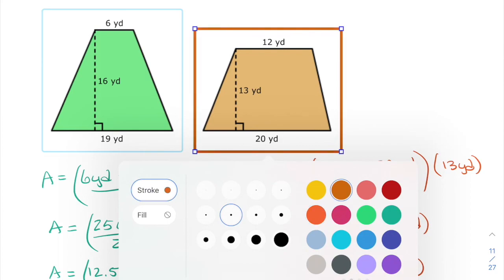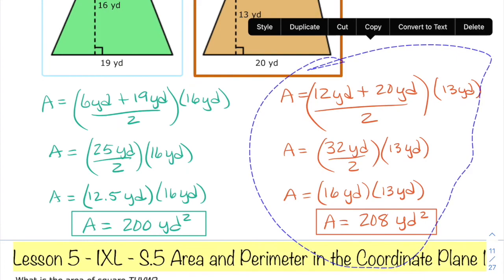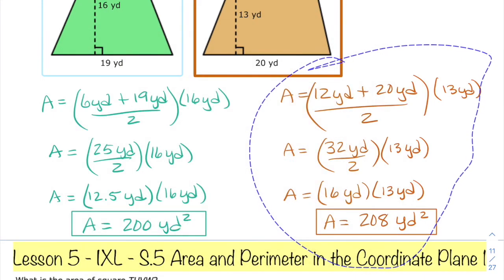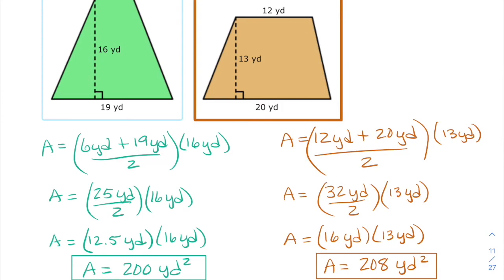Looks like I have a color just like it. So let me change the color of that. And there we go. Whoops. All right, and that's it.